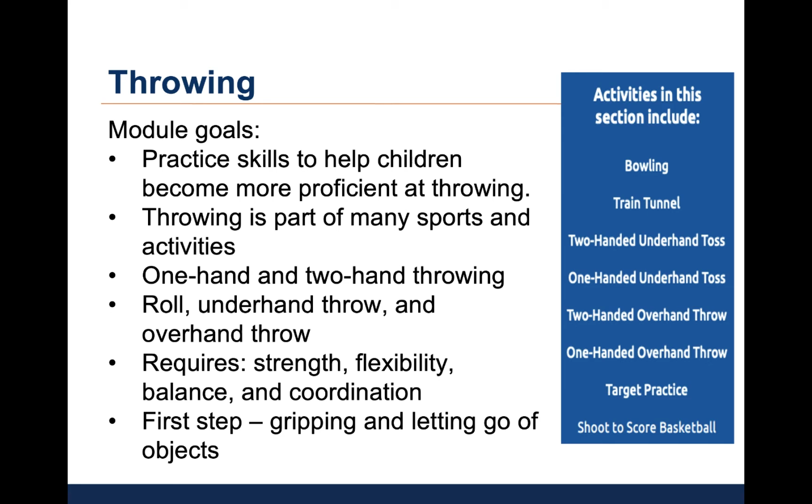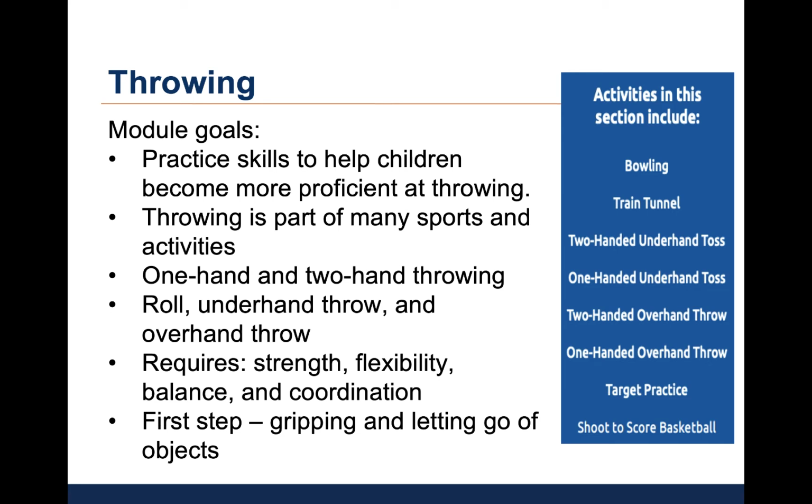Throwing can take the form of rolling or throwing with one or two hands. This can be done underhand or overhand. Throwing requires strength, flexibility, balance, and coordination. Children first learn to grip and let go of objects. They can then toss objects that are light and small. If a child can easily lift a ball over their head with two hands, then the ball is the right size.